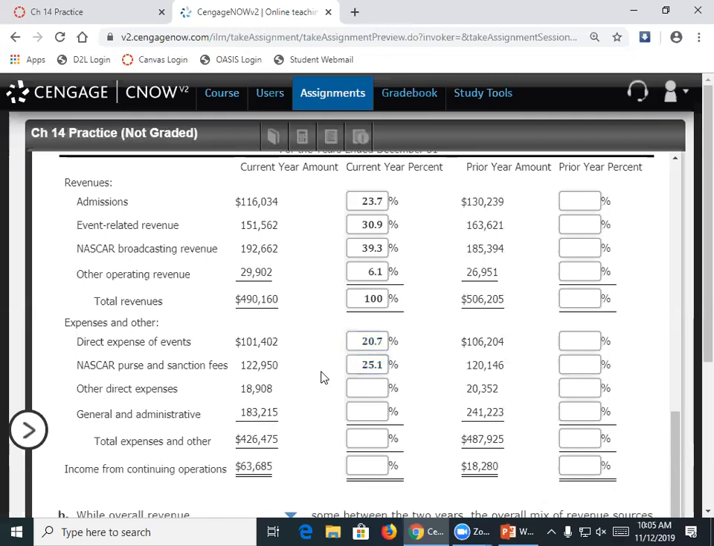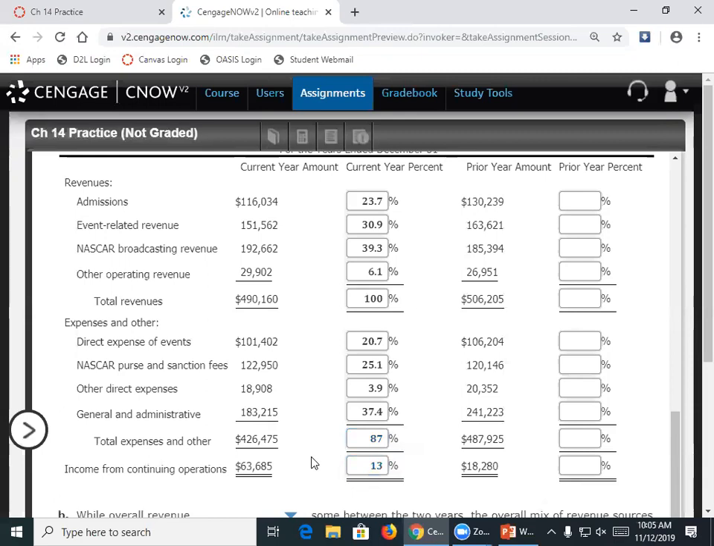Other direct expenses, 3.9%. And then general and administrative, 37.4%. So our total operating expenses and other, so total expenses, make up 87%. Income from continuing operations is 13%.